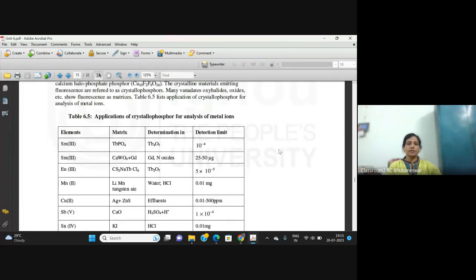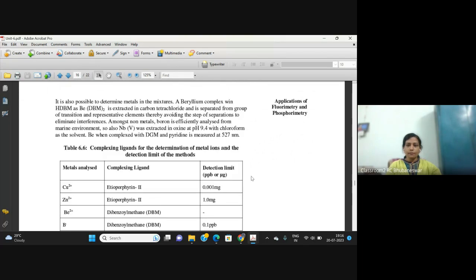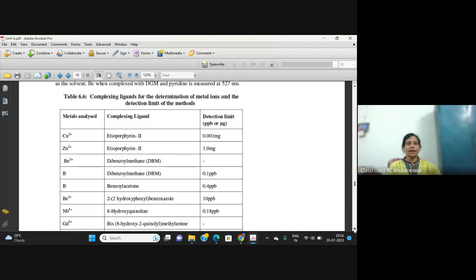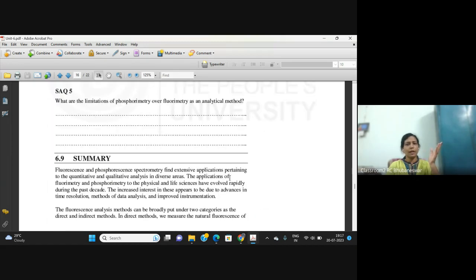These are some applications of fluorescence in the analysis of metal ions. There are various examples which are fluorescent in nature. Then there are complexing ligands for the determination of metal ions. As I was telling you, some metal ions are not fluorescent on their own. So what you have to do is put a complexing ligand to it, which will attach to the metal you want to analyze. You can detect up to a certain limit how much analyte is present, by complexing the ligand with moieties which are fluorescent in nature. Then you can predict the samples, whatever amount is available.